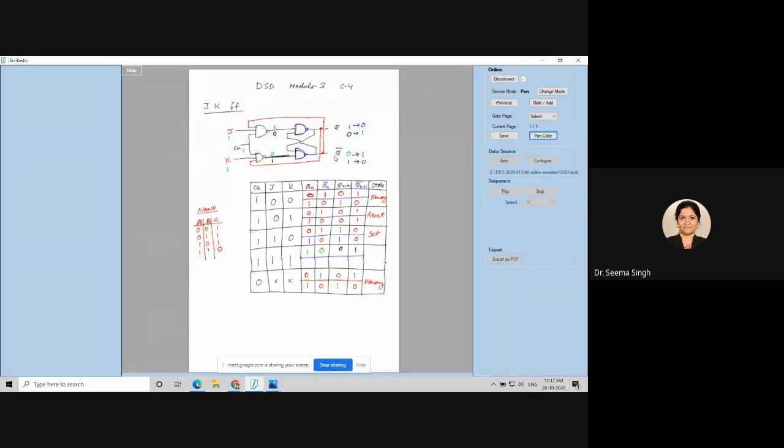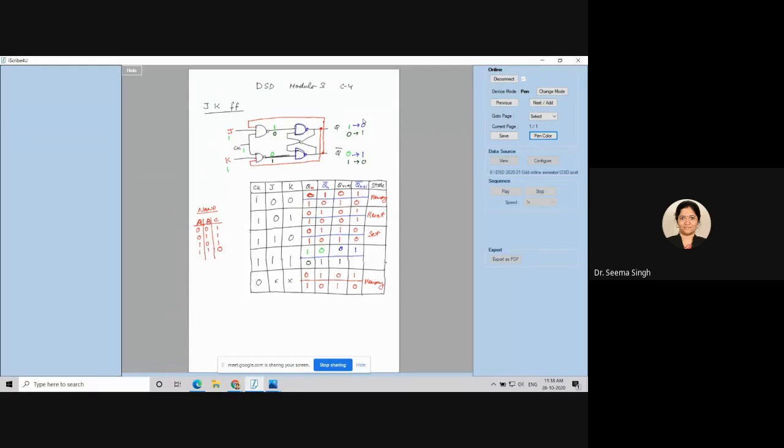So what we can see here in this case, when Q was 1, this J and K equal to 1 made it 0. When Q was 0, this J and K equal to 1 made it 1. So it is changing the state. So let me put it now. When Qn was 0, it made it 1.